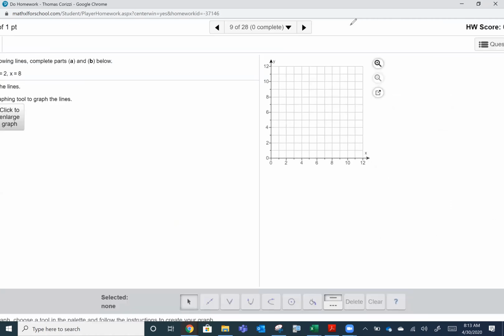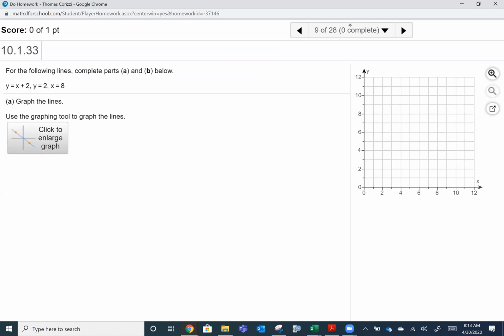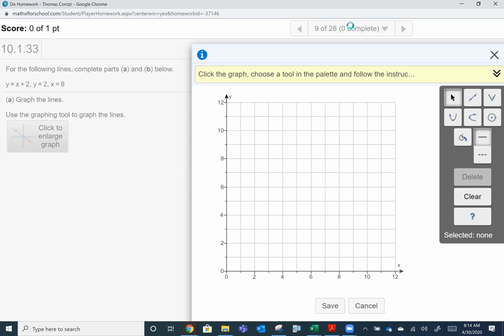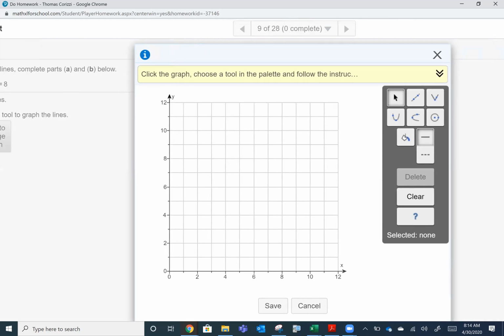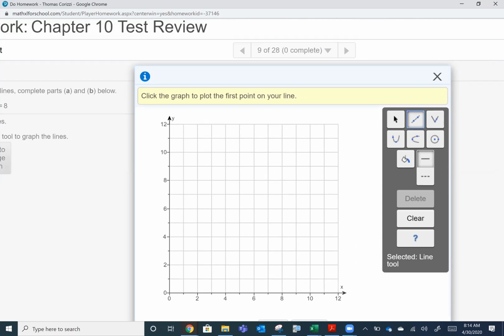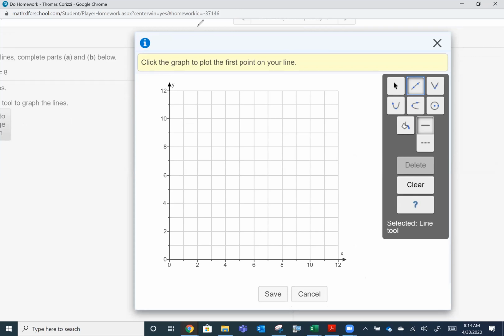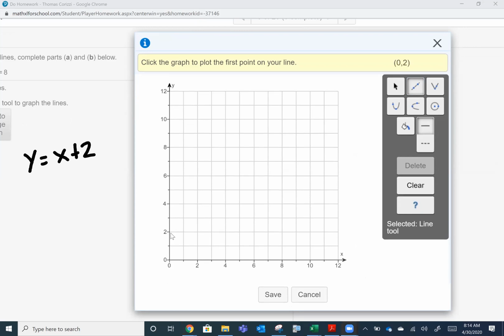Okay, in this problem, they want us to graph these 3 lines and then find the area of the triangle that is formed. So the first one they want me to graph is the line y equals x plus 2. So I go over here to my line tool, and the first thing I'm going to graph is y equals x plus 2, which tells me I have a y-intercept at positive 2. So I go up to y at positive 2, and my slope is 1x, so it's just rise over run of 1 over 1. So I rise 1 over 1, rise 1 over 1, rise 1 over 1.